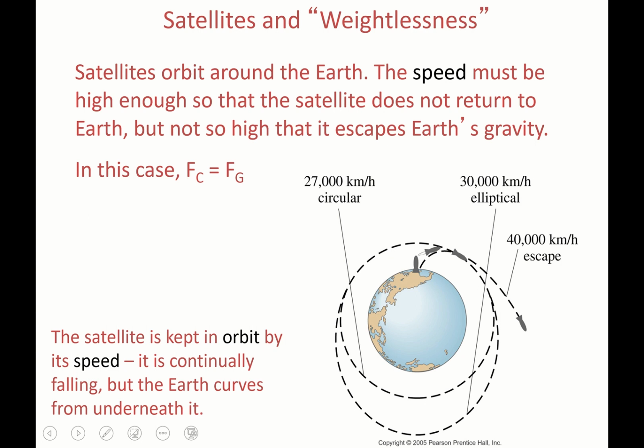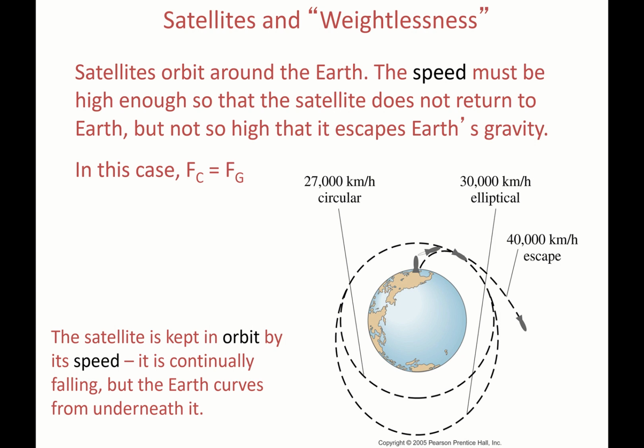Okay, satellites orbit around a planet, so let's say, for example, a satellite orbiting the Earth. What has to happen is that the speed has to be high enough that the satellite does not return to the Earth, but not high enough that it goes flying off into space. So if you want to go in a circular orbit, the minimum speed for a satellite is 27,000 kilometers per hour. If you make it go faster and faster, it goes more and more from circular to being an oval shape, an ellipse. And if you go to 40,000 kilometers per hour, the speed is fast enough that the gravitational attraction of the Earth is not sufficient to keep it moving in a circle, and then it will escape.